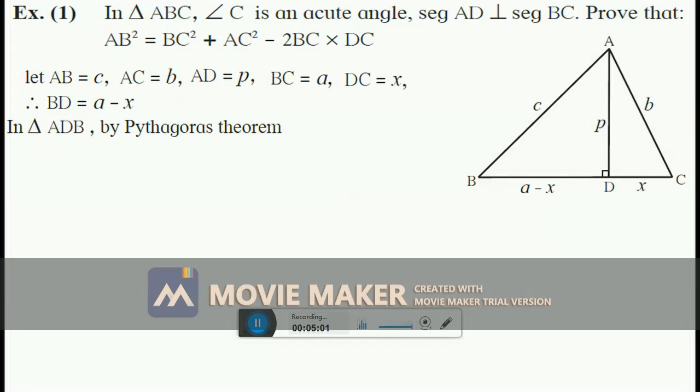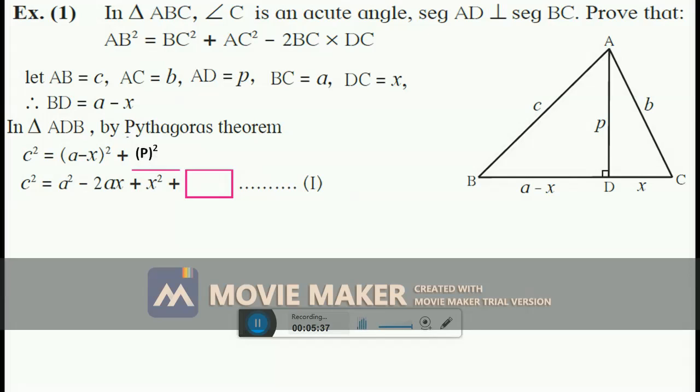Now in triangle ADB, by Pythagoras theorem, hypotenuse square equals base square plus perpendicular square. Here our hypotenuse is c, so c square equals base, a minus x, whole square, plus p square. Okay guys, now c square equals (a minus x) whole square, which is of the form (a minus b) whole square.